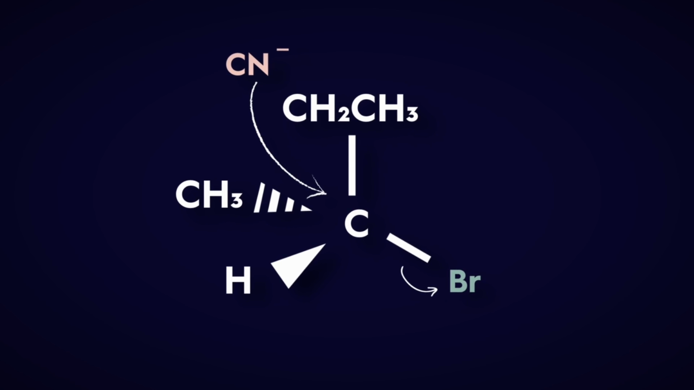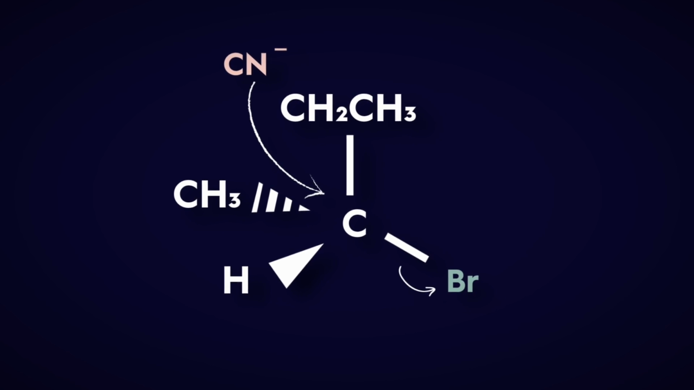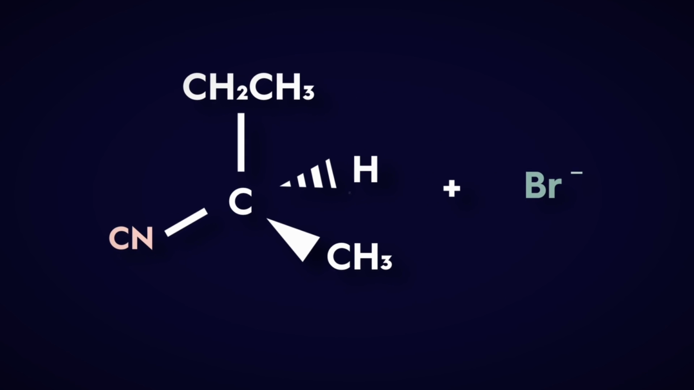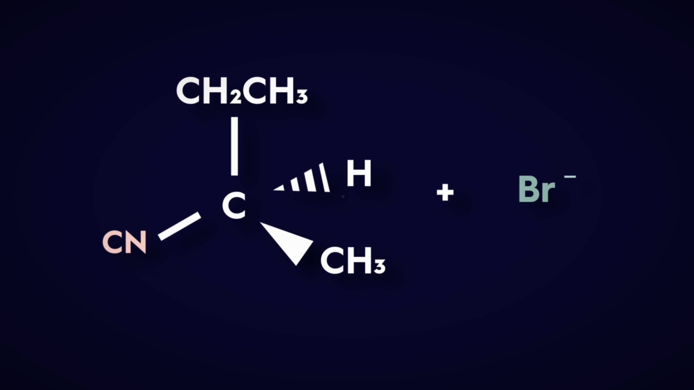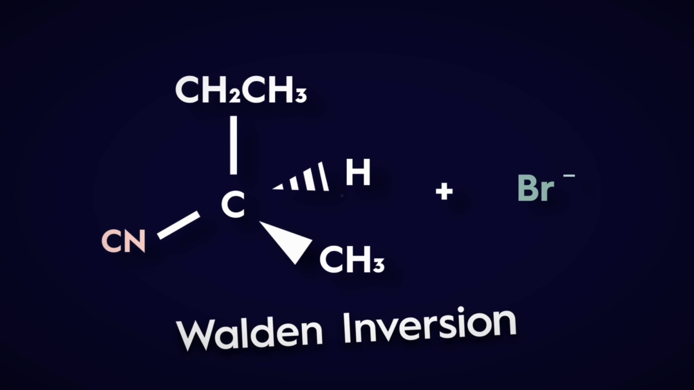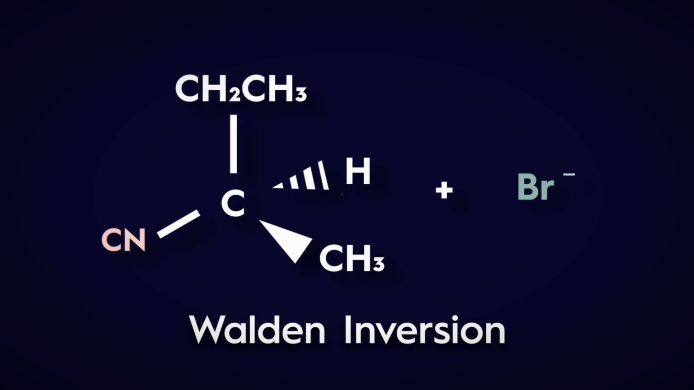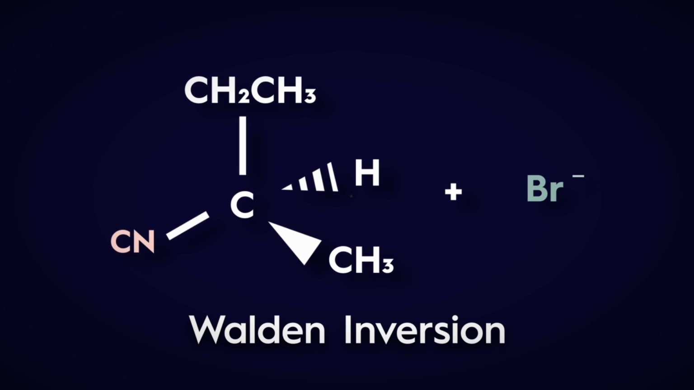Now, let's look at an SN2 example. Take the S form of 2-bromobutane reacting with cyanide ion. The product is 2-methylbutanenitrile plus bromide. Because SN2 attacks from the back, the stereocenter flips, the classic Walden inversion. This reaction works best with a strong nucleophile, a good leaving group, and minimal crowding at the carbon.